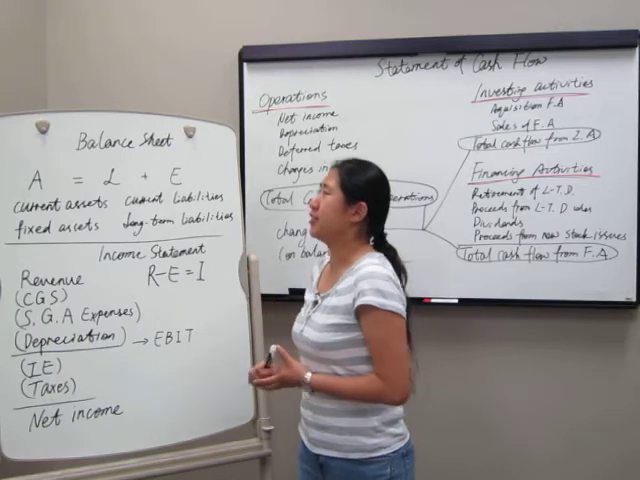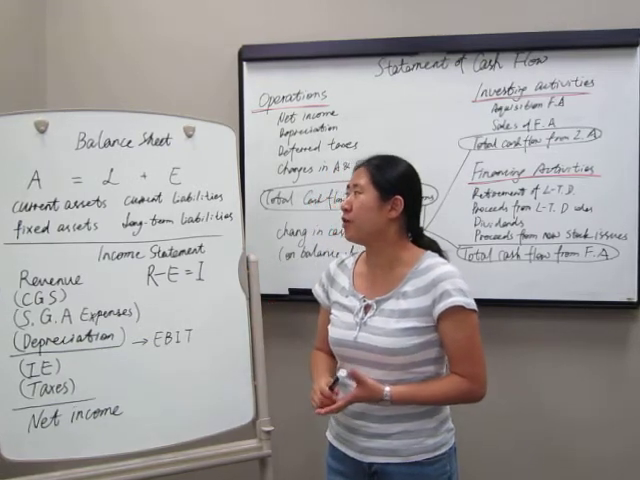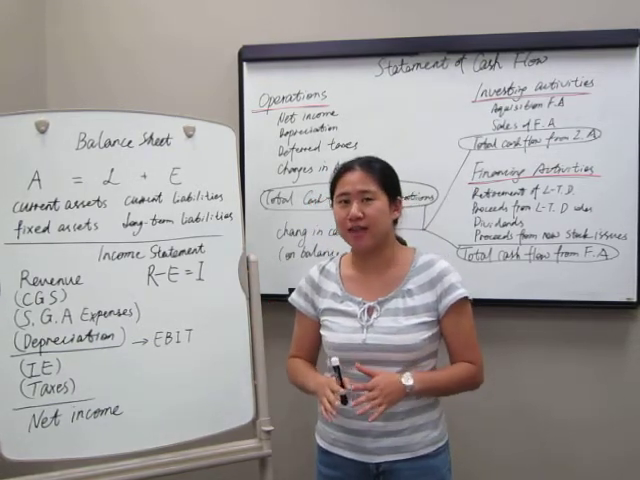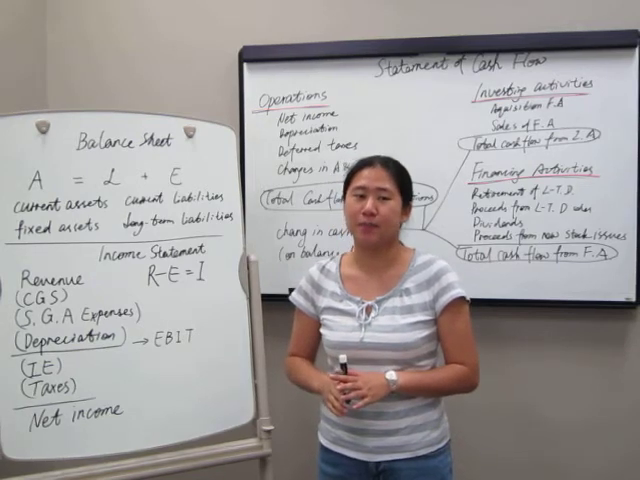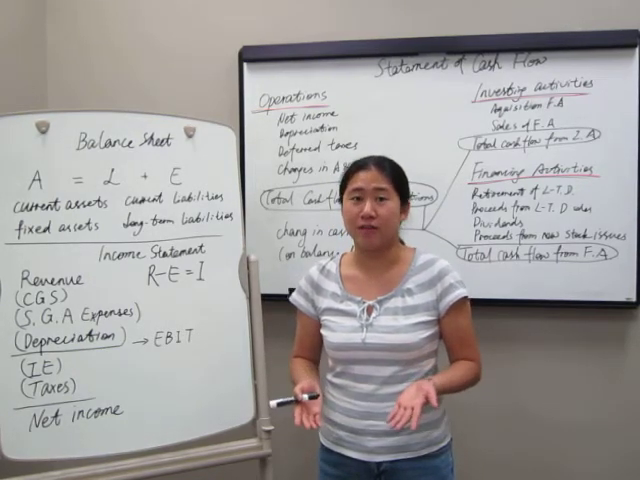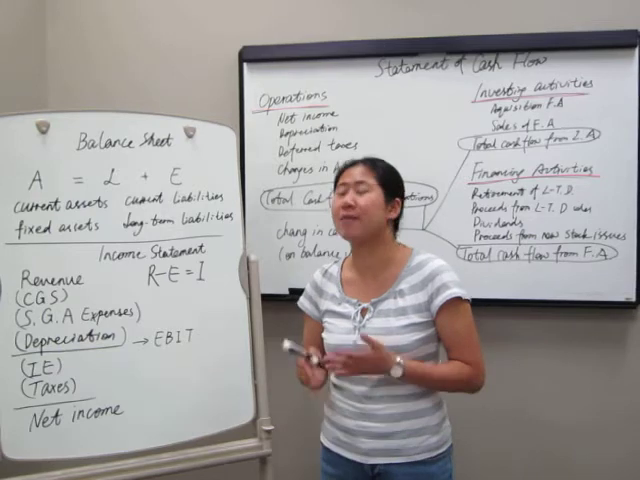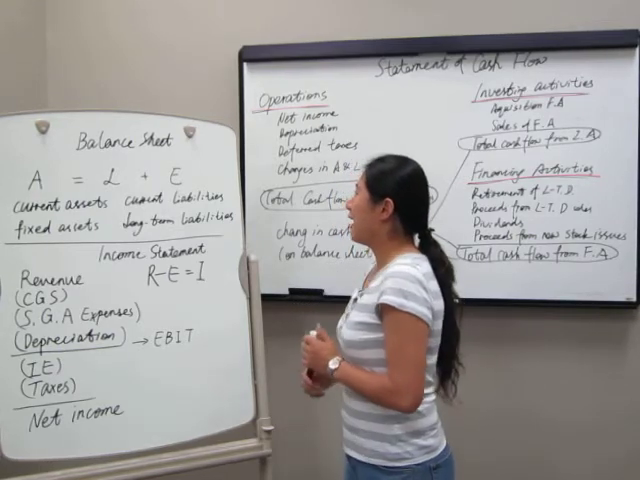This is the balance sheet. The balance sheet represents the company's assets at a certain date. For example, at the end of the year, December 31st.